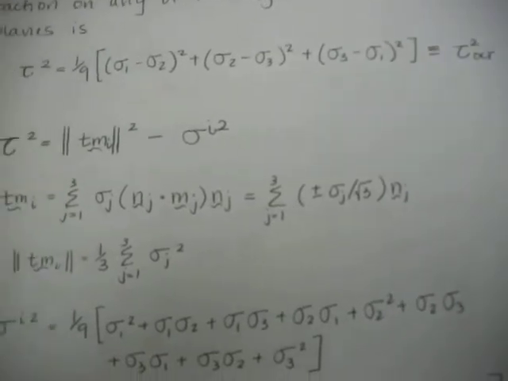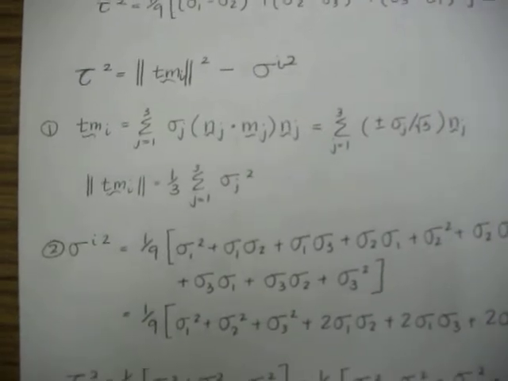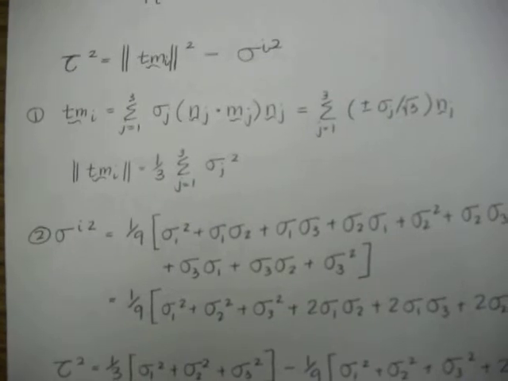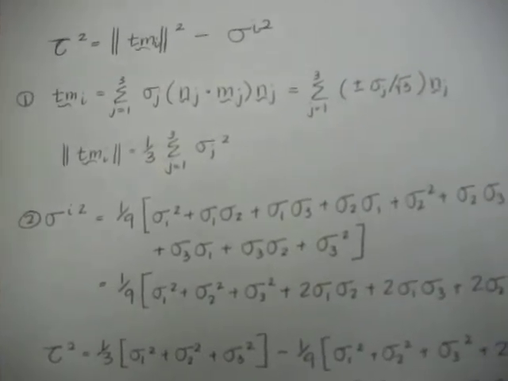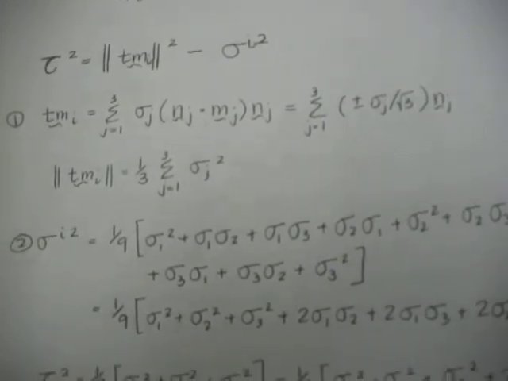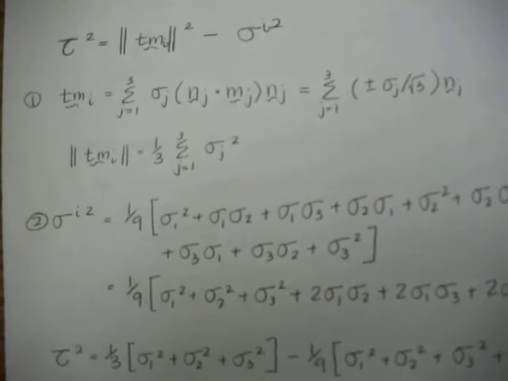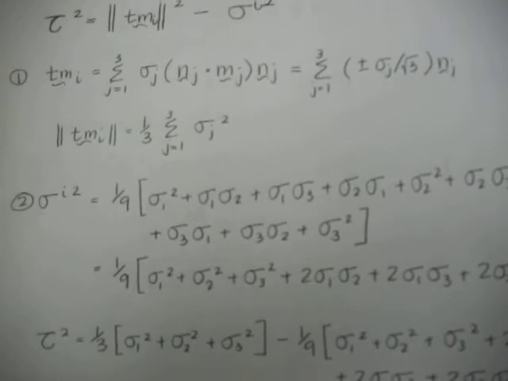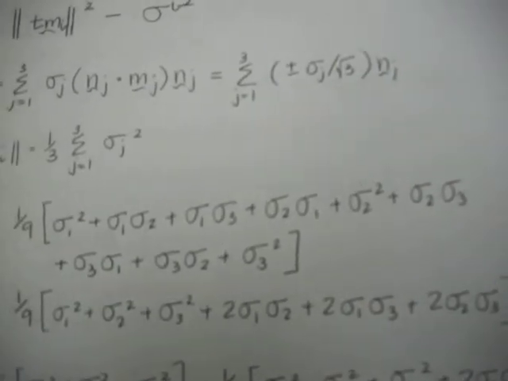Using the relationship between the shearing component, the normal component, and the magnitude of the traction, you get the equation: the shearing component squared is equal to the magnitude of the traction squared minus the normal component squared. So to find the magnitude of the traction, you get it from part 1, which we found to be the sum from 1 to 3 of plus or minus sigma j over the square root of 3 times nj.